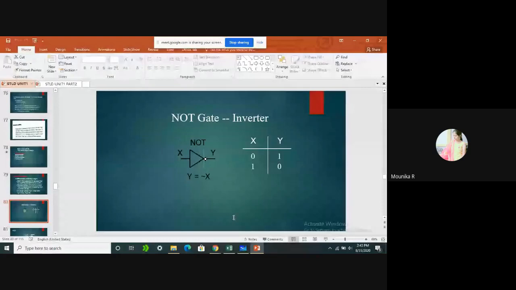Don't read this as a diode, though it is similar to the diode symbol. This is the representation of the NOT gate. X is the input signal and Y is the output. If X is 0, Y is 1. If X is 1, Y is 0. Is that clear, all of you? This is the truth table for the NOT gate. A NOT gate is an inverter.